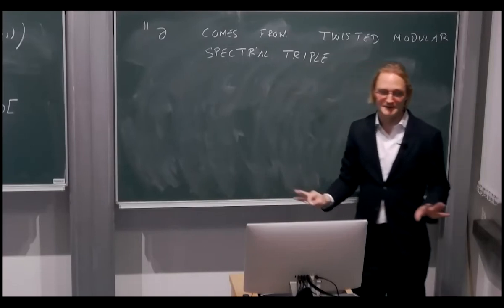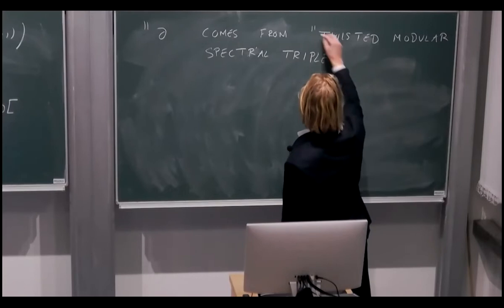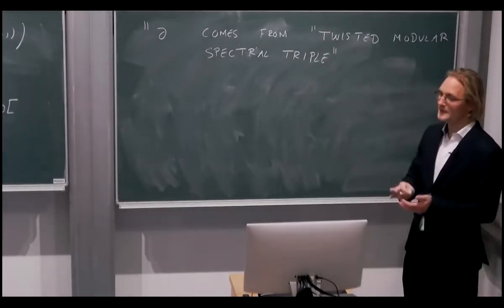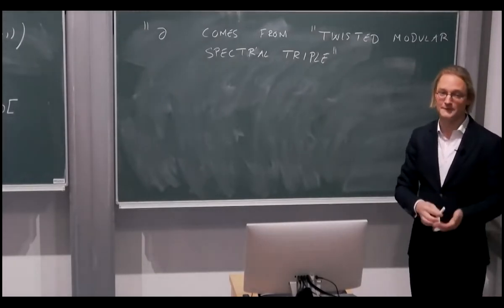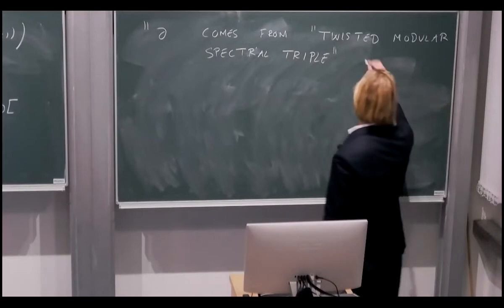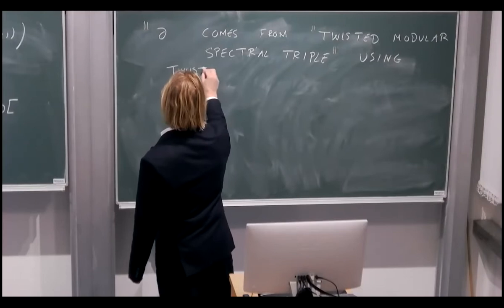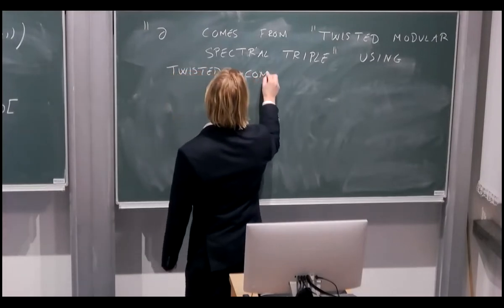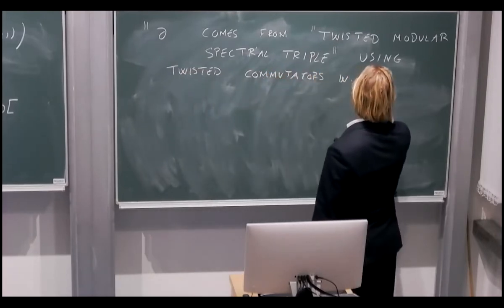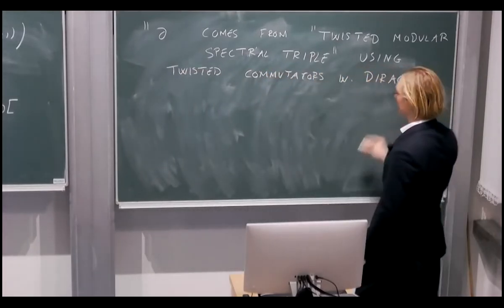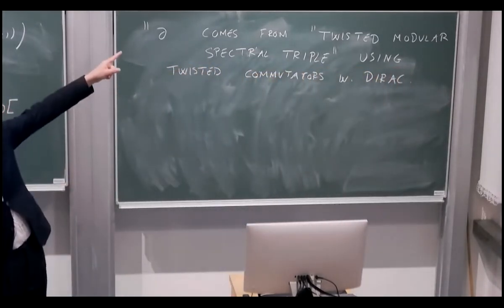This is some context where you can do non-commutative geometry if you are so inclined. And how do you get it? You get it from taking twisted commutators with the Dirac operator. And this Dirac operator is an unbounded self-adjoint operator acting actually on two copies of this Hilbert space I have up there.